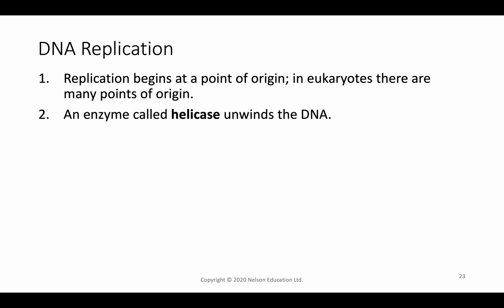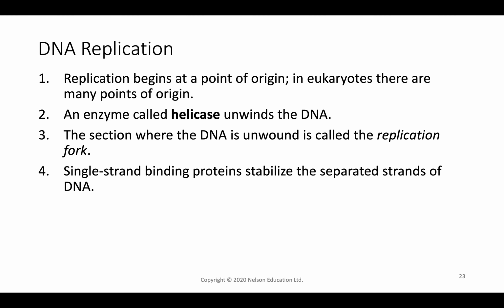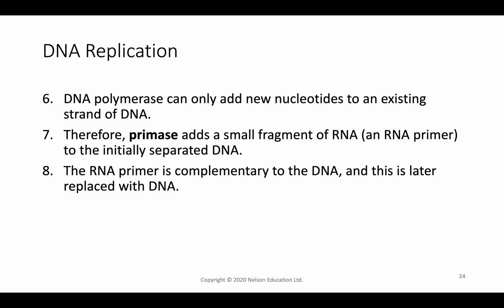And a specialty enzyme called helicase is going to open up the DNA by undoing those hydrogen bondings. The area where it's unwound is called the replication fork. And we have specialty proteins that are going to stabilize these separated strands of DNA so that DNA polymerase can come in, making a DNA polymer, moves along each strand of that DNA and adds the complementary nucleotides. If it sees a G on one side, it puts a C on the other, for example.